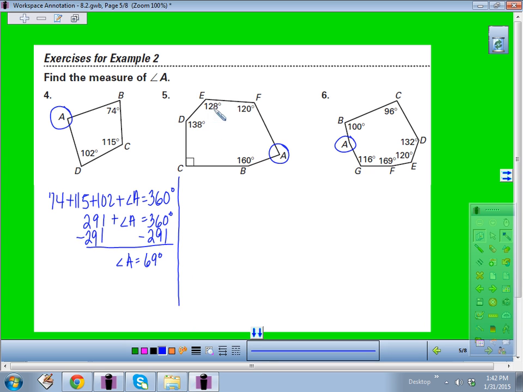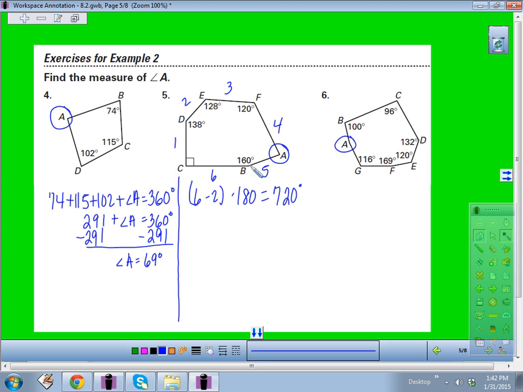Alright, number 5. How many sides do we have? 1, 2, 3, 4, 5, 6 sides. So to figure out the sum of the interior angles, we would do 6 minus 2 times 180. And that gives us 720 degrees. So this time I know that all the angles inside of this hexagon should add up to 720 degrees.